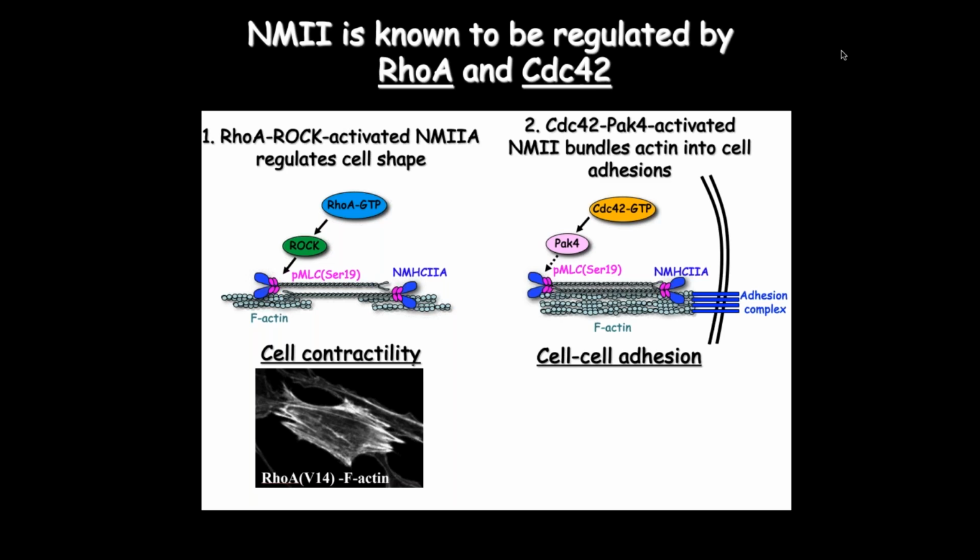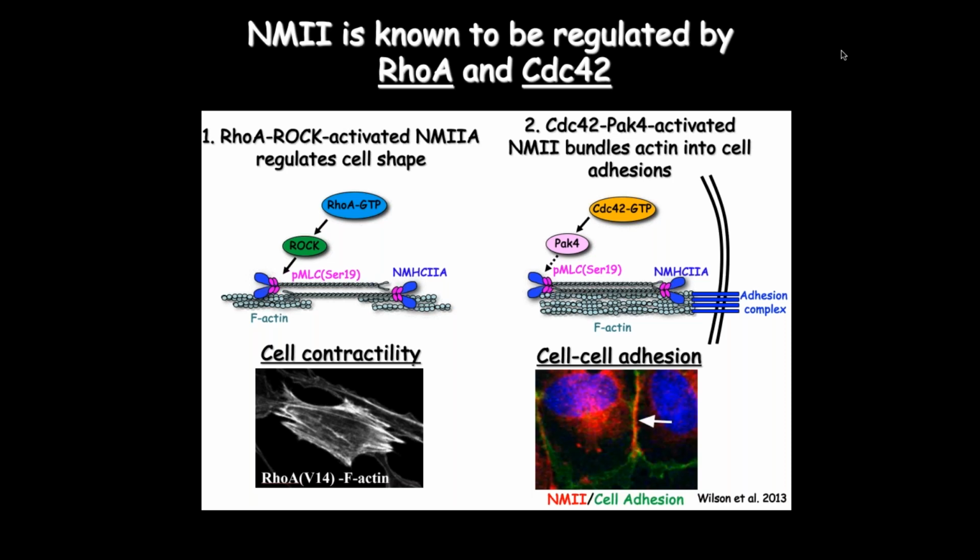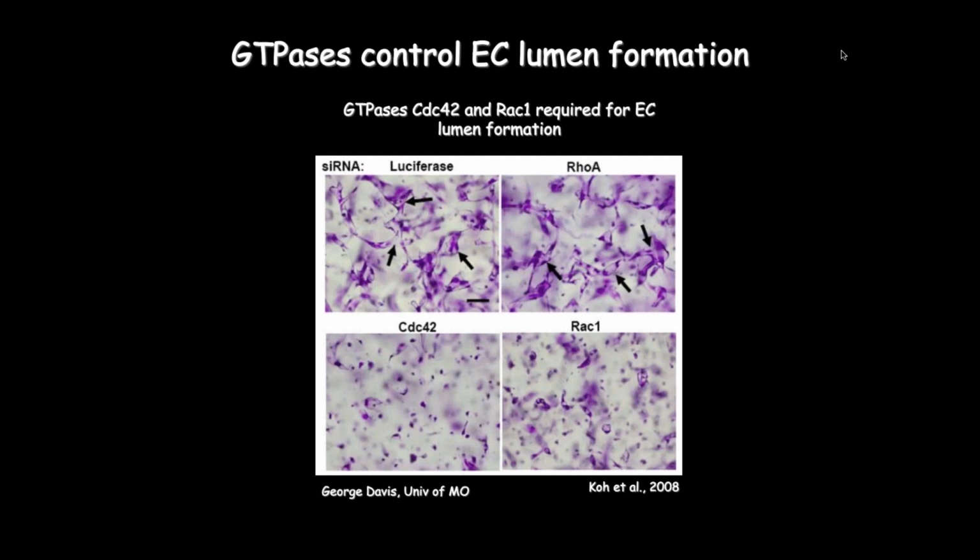But there were other pathways known upstream of non-muscle myosin, including CDC42 and its downstream kinase PAK. And that has been implicated at cell junctions. So we were thinking in terms of this contractility and the cytoskeleton on the one hand and cell adhesions on the other hand, and which GTPases were playing which role and when. And so at this point, we met, actually at a NAVBO conference, George Davis, who has long been interested in the GTPases and their roles in lumen formation. And his model system is these HUVECs that are plated in these three-dimensional collagen matrices. And he had beautiful papers, a number of them, showing that CDC42 and RAC GTPases were really critical for lumen formation, and Rho was not. So that was kind of their control, unimportant GTPase.